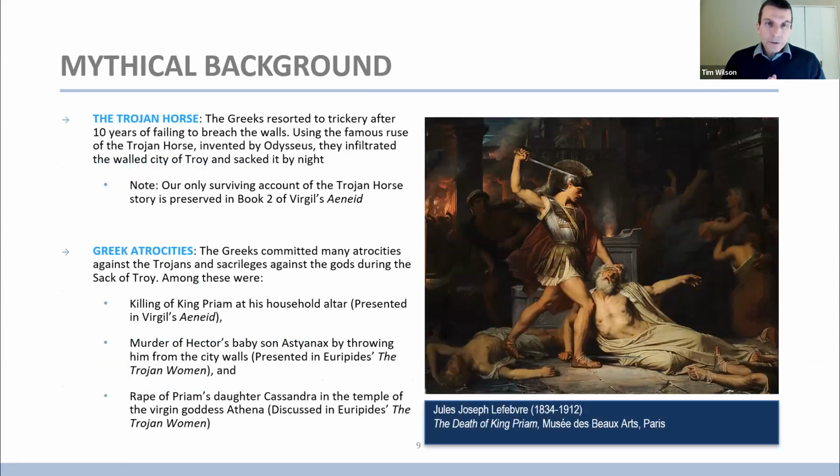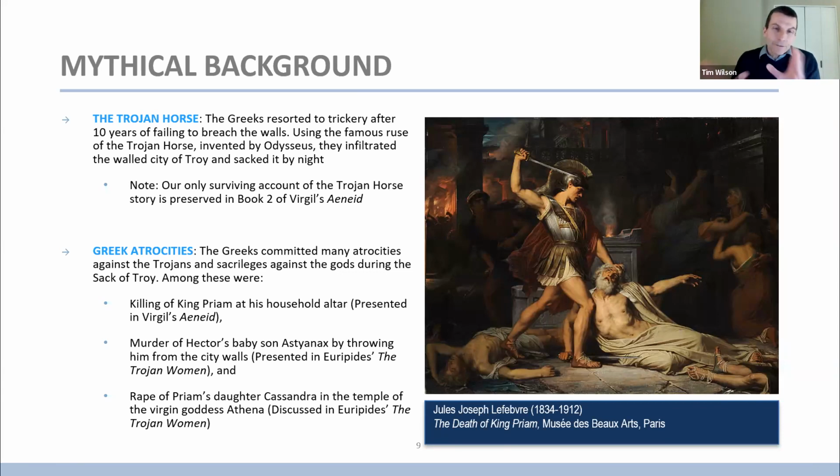The readers also know about this story of which everyone's probably heard, the Trojan horse. So the Greeks resorted to trickery, so to speak, after 10 years of failing to breach these walls of Troy. They used the ruse of hiding their soldiers in this supposed offering to the goddess Athena, in the hopes that the Trojans would bring it inside of the city, and at night the soldiers could flood out of the horse and open the gates so that the returning Greek army could invade. Our only surviving account of this episode of the Trojan horse is in book two of Virgil's Aeneid, so we'll be reading that. It's an excellent depiction of the fall of Troy, and I highly recommend it.